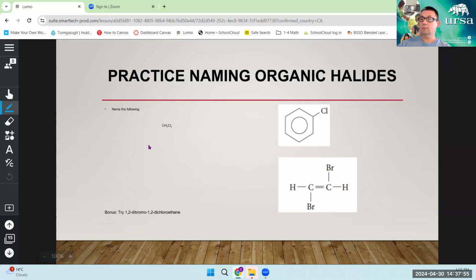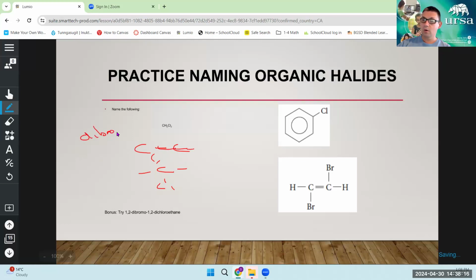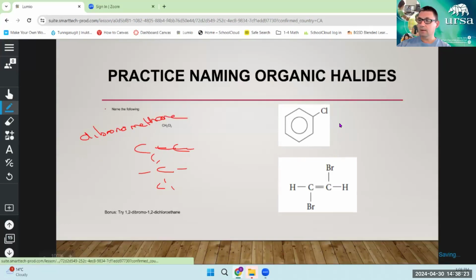CH2Cl2, sorry. So a carbon with 2 H's and 2 chlorines. This would be dichloromethane. Benzene ring. Chlorobenzene.